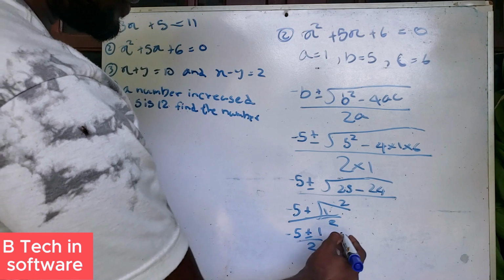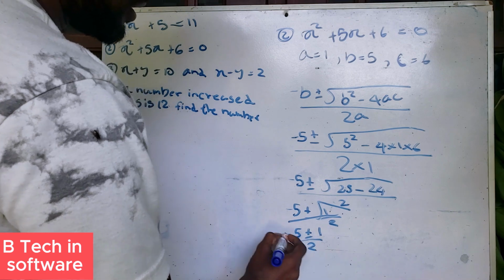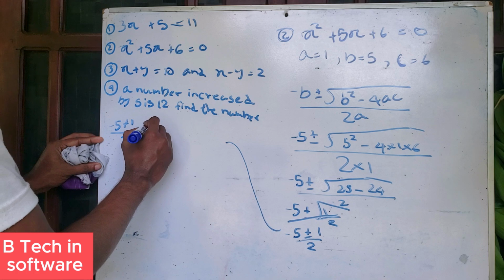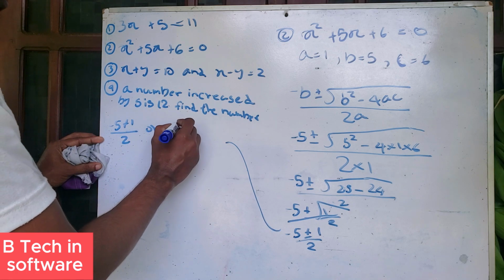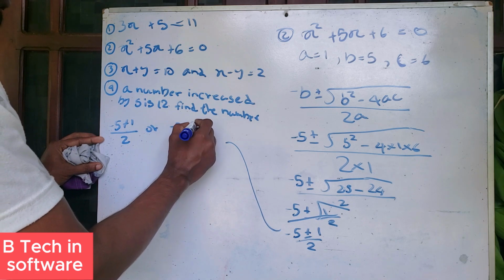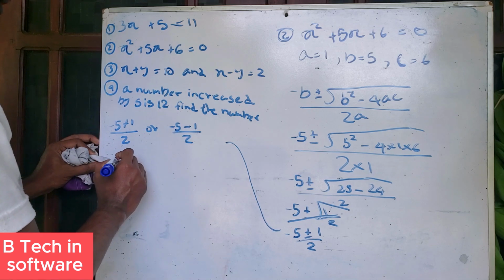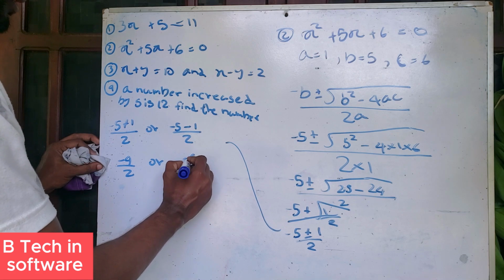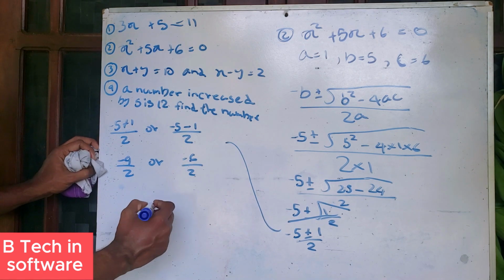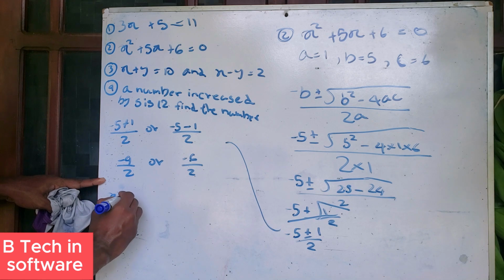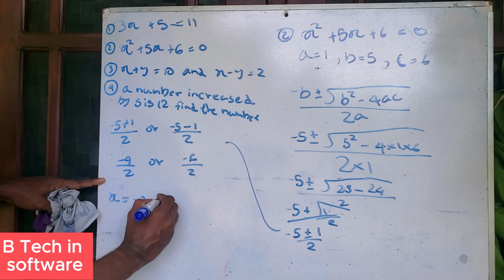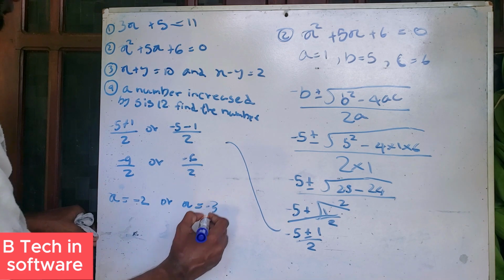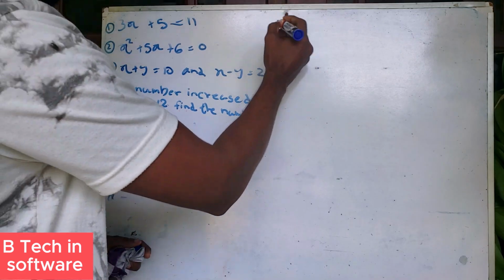If we take minus 5 plus 1 or minus 5 minus 1, minus 4 divided by 2 or minus 6 divided by 2. x is equal to minus 2 or x is equal to minus 3. Now try to solve the third problem.